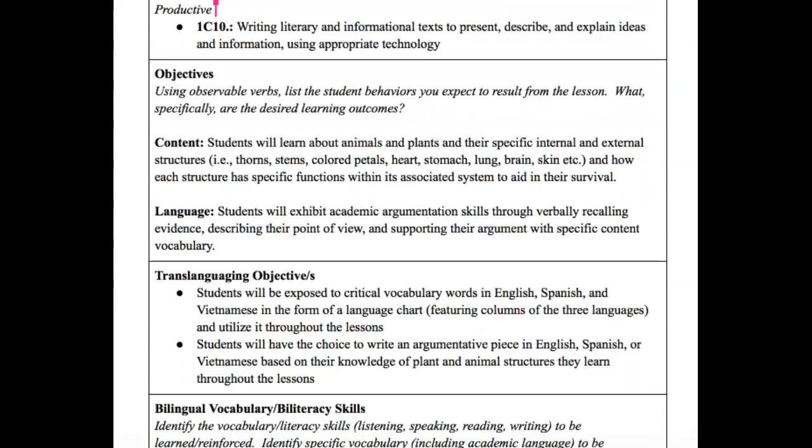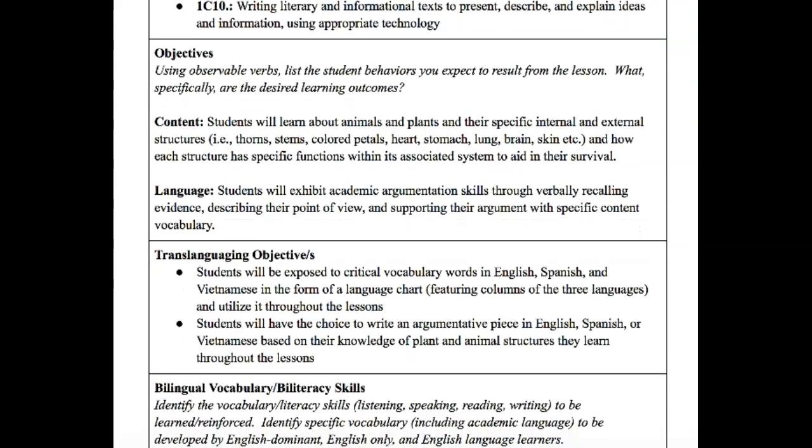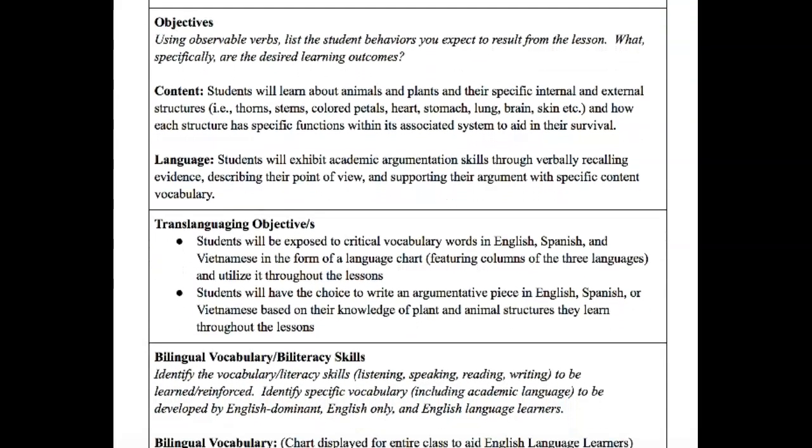And then as for our objectives for content, we say that students will learn about animals and plants and their specific internal and external structures, such as thorns, stems, colored petals, heart, stomach, lung, brain, skin, etc., and how each of these structures has specific functions within its associated system in plants and animals to aid in their survival.